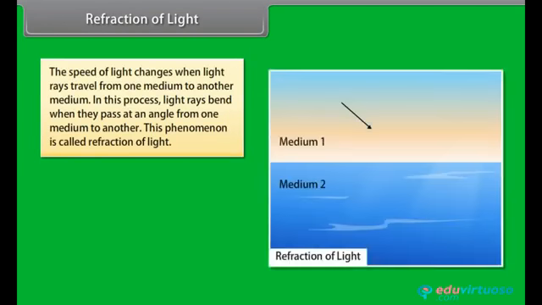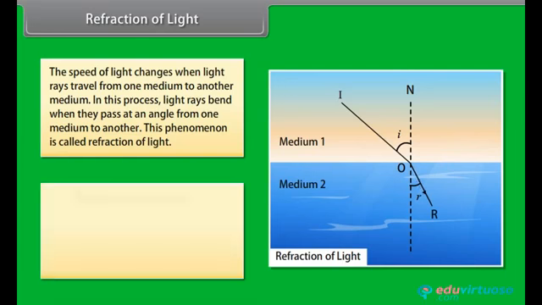Refraction of light. The speed of light changes when light rays travel from one medium to another medium. In this process, light rays bend when they pass at an angle from one medium to another. This phenomenon is called refraction of light. Refraction of light can occur in two ways: rarer to denser medium.